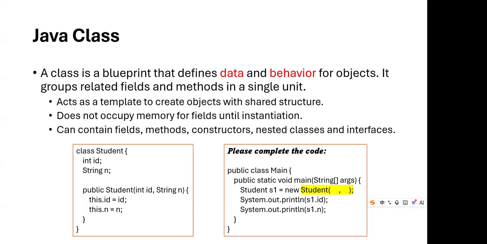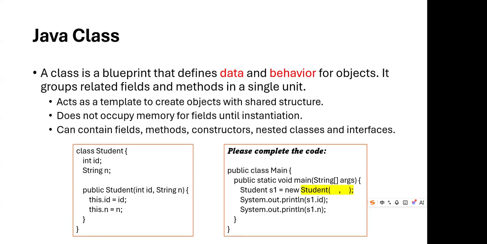And we know that it doesn't occupy memory for fields until instantiation. That means when we are defining the class, we don't actually create a certain kind of instance. Only when we are doing something on the right-hand side, that is a new Student, right? We new something, that means we create an object. Only when the program executes such a line of code, the object will be created.